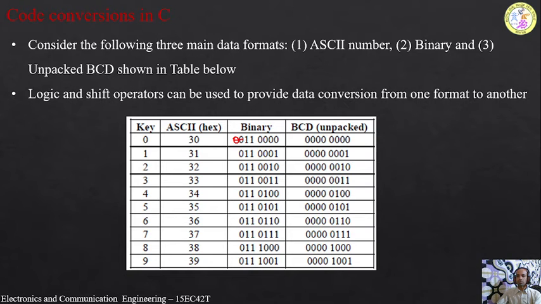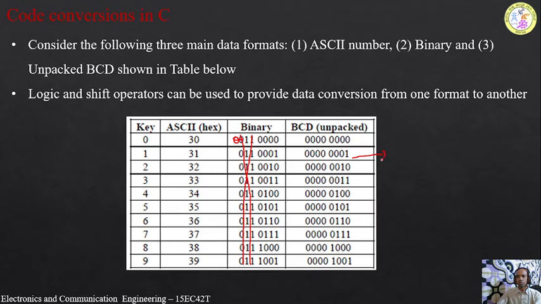And I can represent these key numbers in terms of unpacked BCD. To represent these numbers in unpacked BCD, what I will do is subtract 30 from this. If I subtract 30 from this, then these things will cancel, and only these values are left. So I can write it as 0, 0, 0, 0, 0, 0, 0, 1. Anyhow, this will be equal to 0 now.